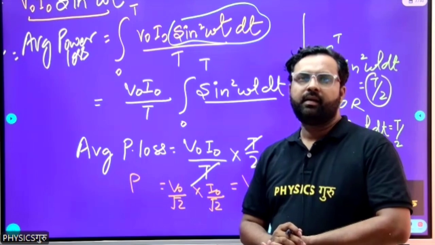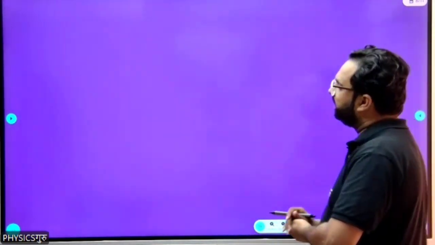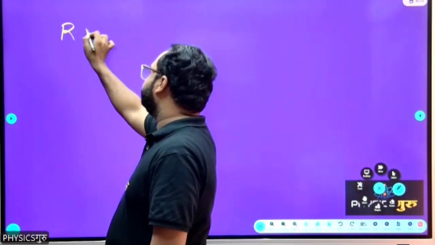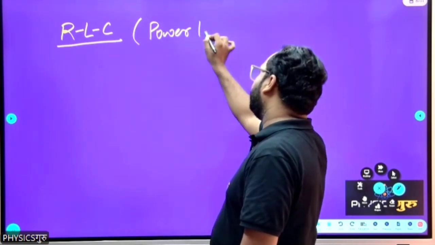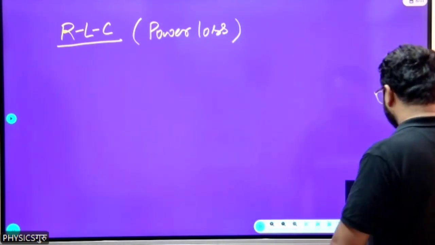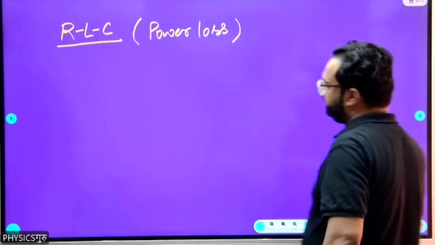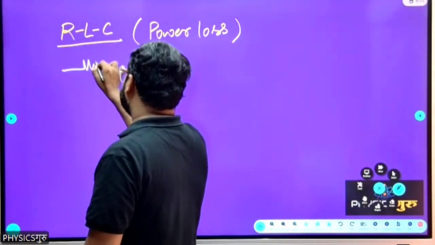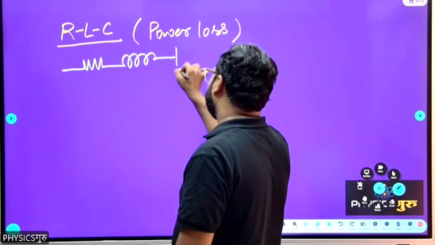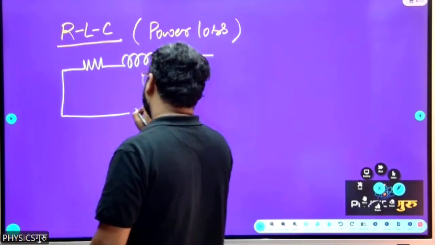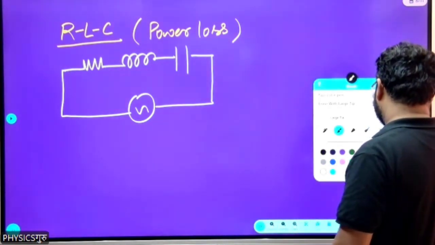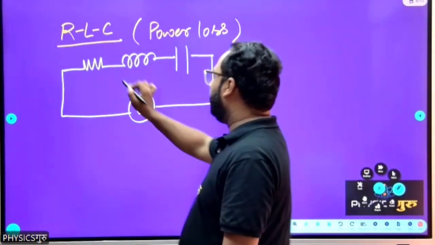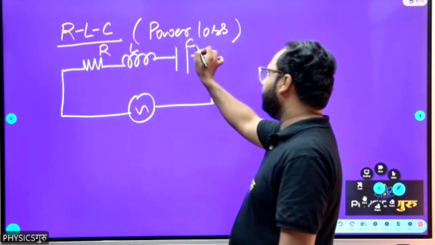Done? Okay. Now the next article is the RLC circuit, power loss. Step number 1, draw the RLC circuit. Resistance, inductor, and capacitor all connected in series with an AC source. So we have R, L, and C, right?